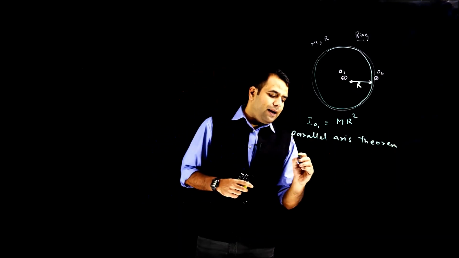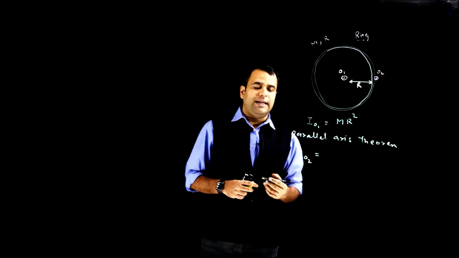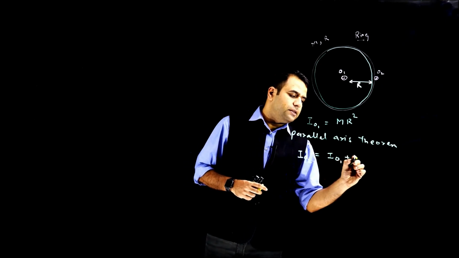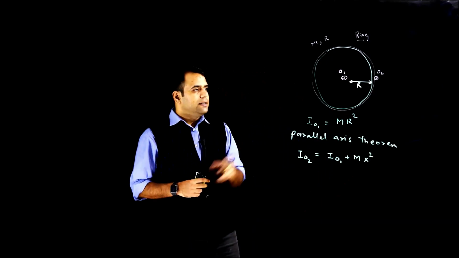So according to the parallel axis theorem, the moment of inertia about the second axis will be equal to the moment of inertia about the first axis plus m x square, where x is the distance between these two axes. In this case, it is r.